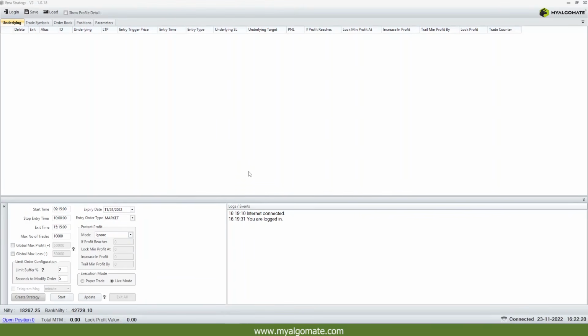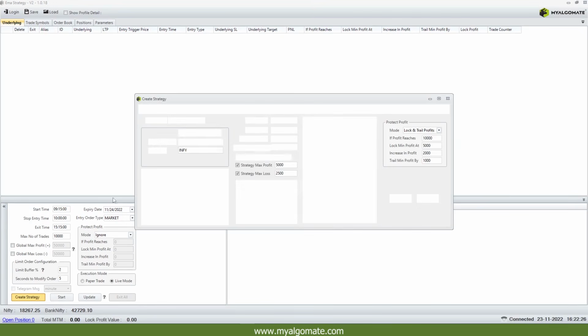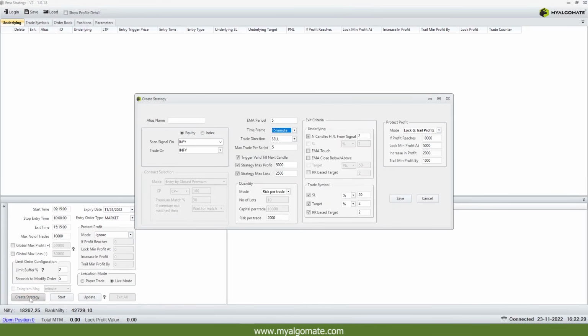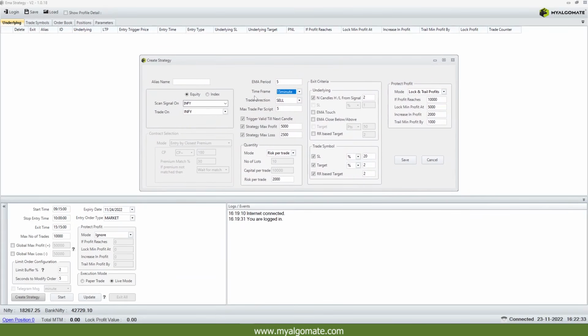So once the login is successful, you will see this screen. Now I will show you how you can add stocks and index in this. To do that, you just need to click on this create strategy button, and you will see this create strategy form. From here you can add different stocks or indexes.